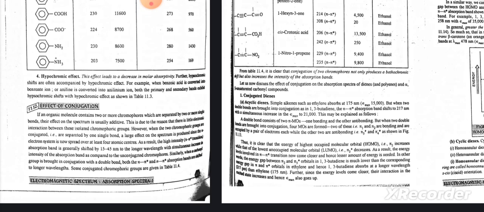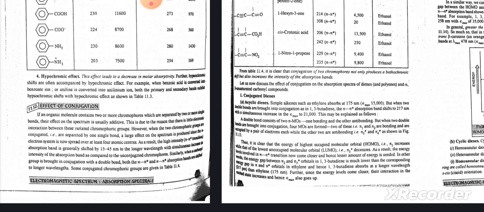Effect of conjugation. If an organic molecule contains two or more chromophores which are separated by two or more single bonds, their effect on the spectrum is usually additive. This is due to the reason that there is little electronic interaction between these isolated chromophoric groups.